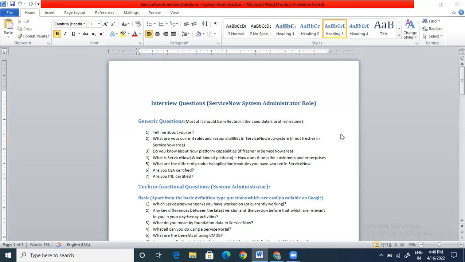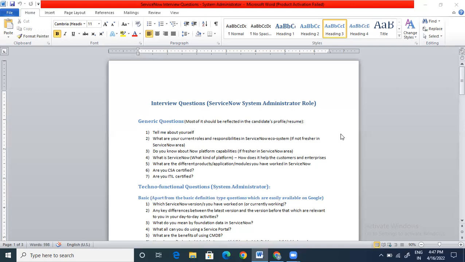Now, when I ask what are your current roles and responsibilities in the ServiceNow ecosystem, this is where a person who is completely fresher will have to say that, okay, I may not have worked in the ServiceNow ecosystem practically speaking, but I have used my PDI, I have read a lot of documentation, I have done certifications, I've done a lot of practice sessions. So I have seen certain things and I know what it takes to become a ServiceNow administrator. Now, somebody who has had experience already in that ecosystem can definitely talk about it.